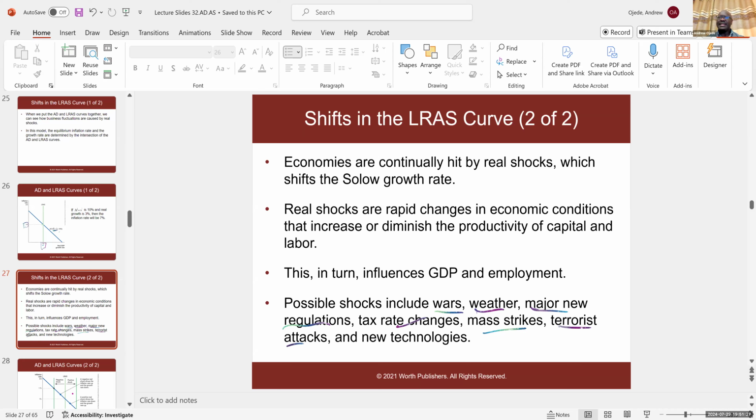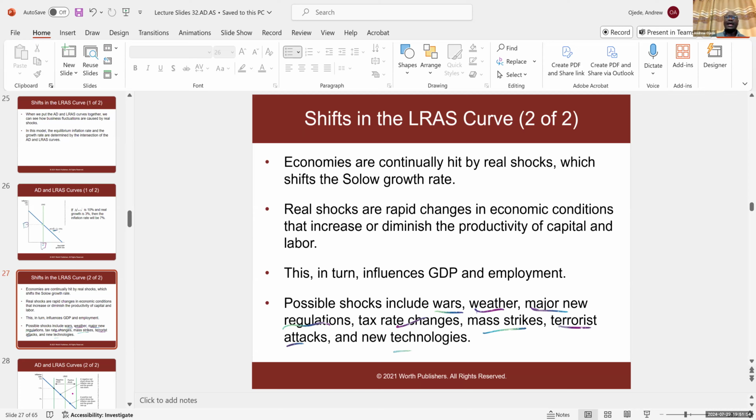And then new technologies. So these are some of the shocks I'm talking about. These are real shocks. They're not like spending. Wars are going to destroy capital, they're going to destroy people. Weather shocks, bad weather like flooding and stuff like that, can affect agricultural production. Major new regulations, all those kinds of things.